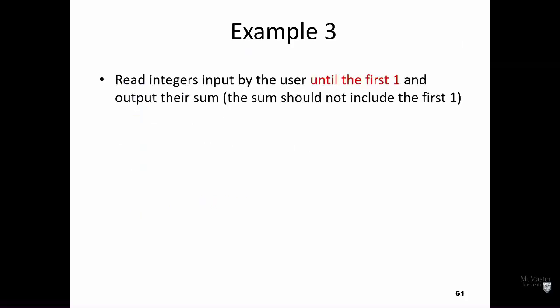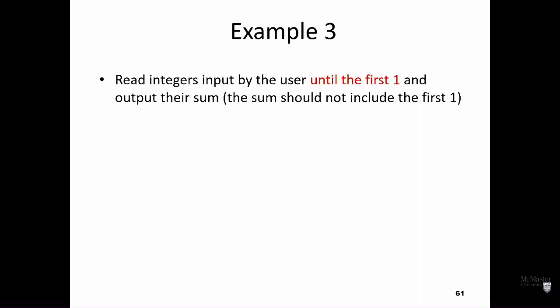Good. So another thing we can do is, we now need to read integers, but not 10 of them. We need to read integers until the first 1 that the user inputs, and then output their sum. What does that mean? I'll keep reading integers from the screen. I don't know the number of inputs that I get, but when the user inputs 1, I stop, and then I display the sum of whatever I have had before.